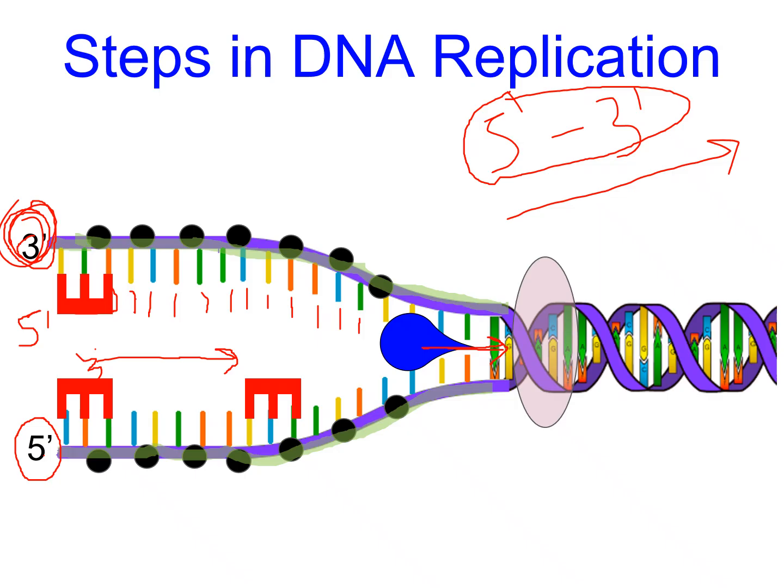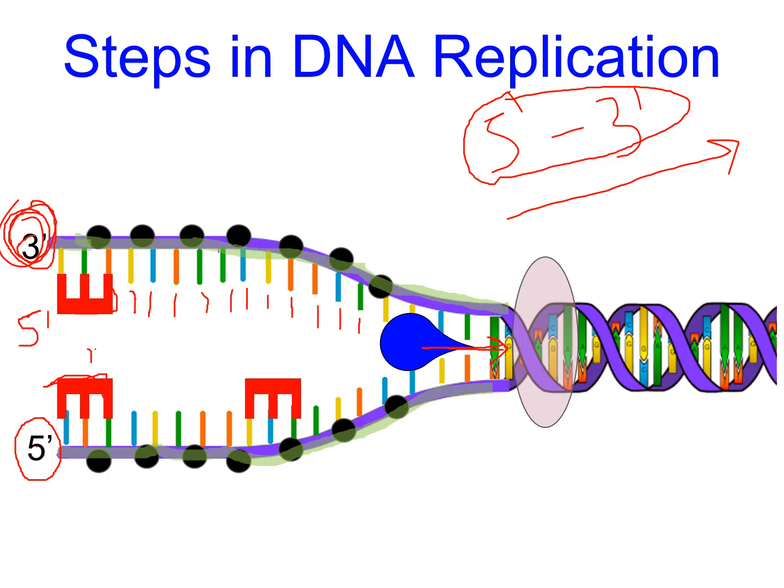So I'm going to go ahead and erase that. No. DNA cannot be built 3 to 5. So therefore, what happens with this strand right here is it requires more than one primer. A primer is going to be placed at the origin where the replication fork opens up. So this is primer 1.